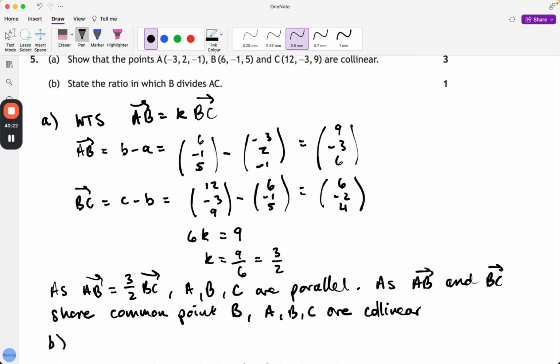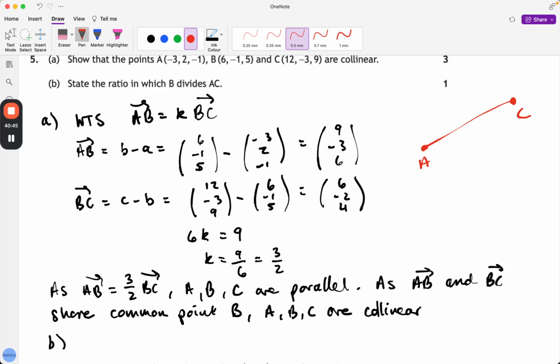Okay, so for part B, you want to use your answer for part A to try and say the ratio in which B divides AC. So there's a couple of different ways you can do this. One way is to kind of decide which one has to be bigger based on your ratio, and then that can help you place where B has to lie on your line AC. So you can take your AB equal to 1.5 BC to say that AB has to be bigger than BC, since AB is 1.5 times BC.